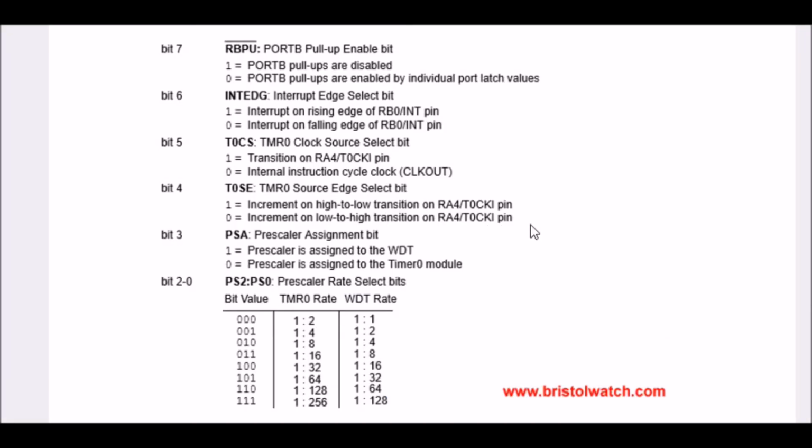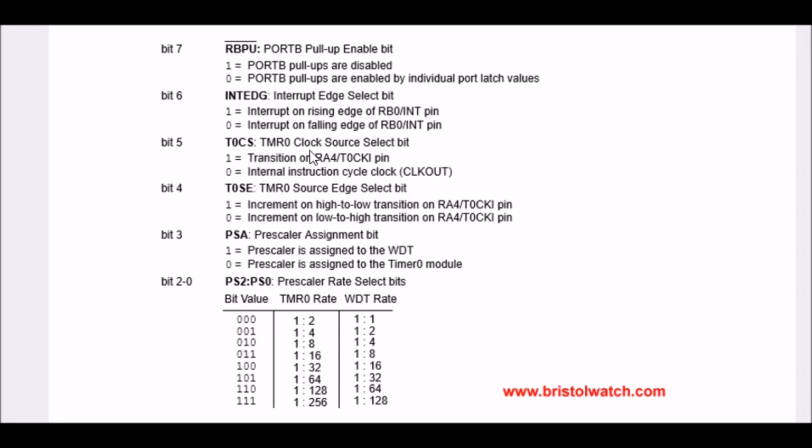Here's a view of our option register. As far as timer 0 is concerned, bits 0 through 5 involve timer 0. Bit 6 is related to an interrupt function, and bit 7 will enable the port B internal pull-up resistors. So we're only interested in bits 0 through 5 in relation to timer 0. As we discussed before, T0CS is connected with the external clock outside the chip.